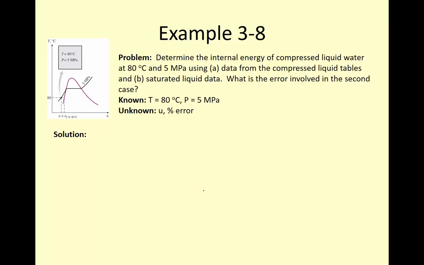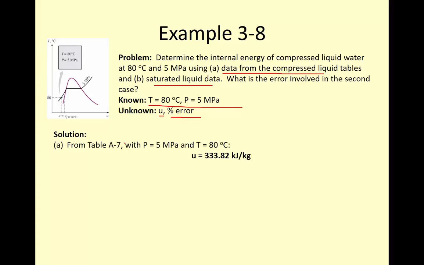So let's just do an example of that. We're going to see the error involved in using data from the compressed liquid table versus the saturated liquid table, and then calculate the error. If we know our temperature and our pressure, we want to find our internal energy. From table A7, we can look it up directly. With a pressure of 5 megapascals and a temperature of 80 degrees Celsius, we just look up the internal energy. This is the compressed liquid table.